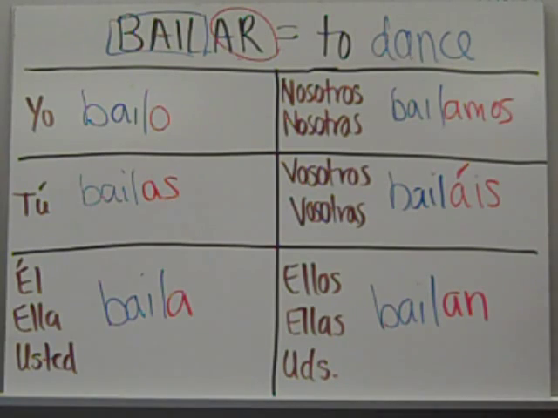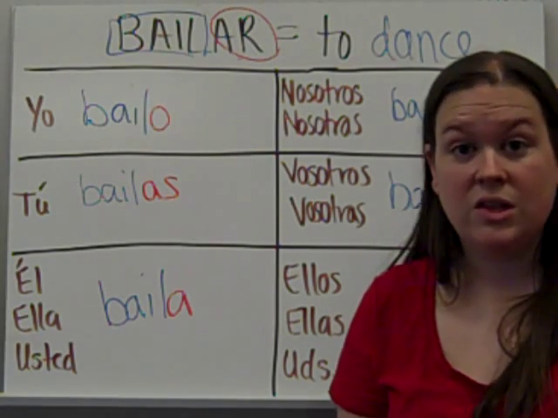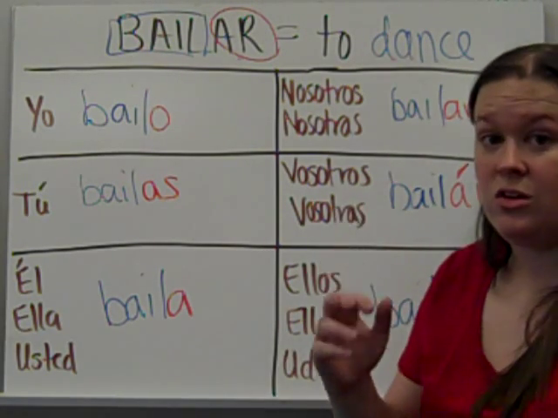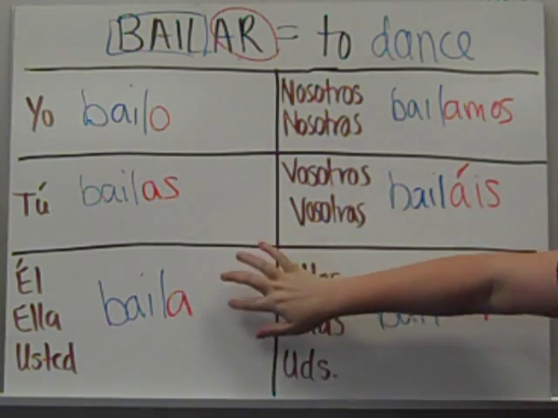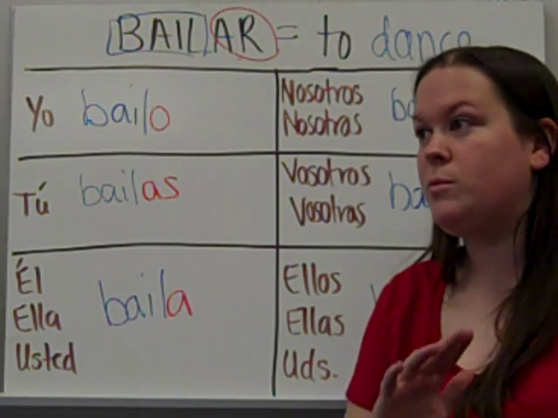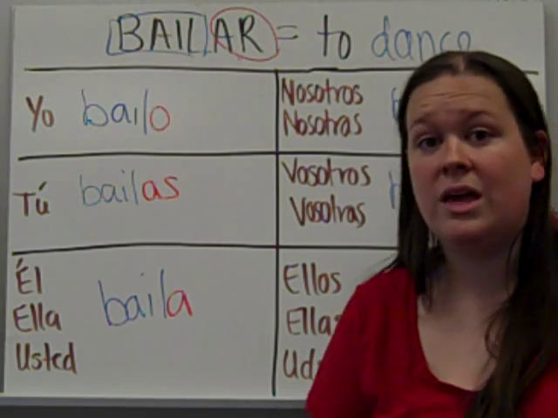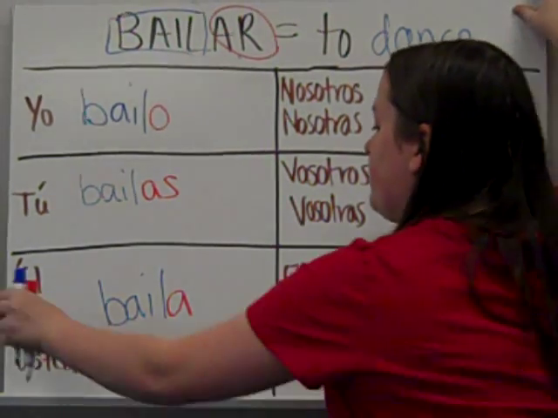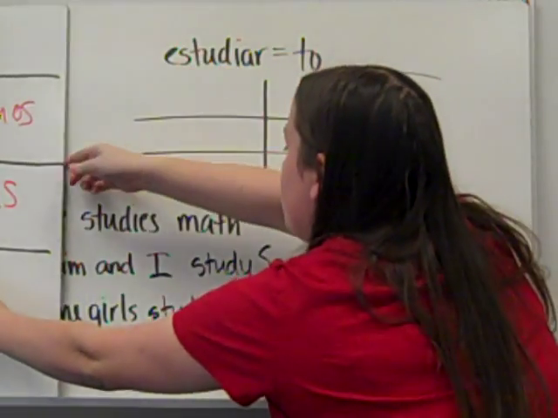And they boys or girls dance, or you all formal dance. Bailan. You need to memorize these endings, so you should think to yourself 10 times a day. O, as, a, amos, áis, an. O, as, a, amos, áis, an. That should be memorized for you in 1 or 2 days.